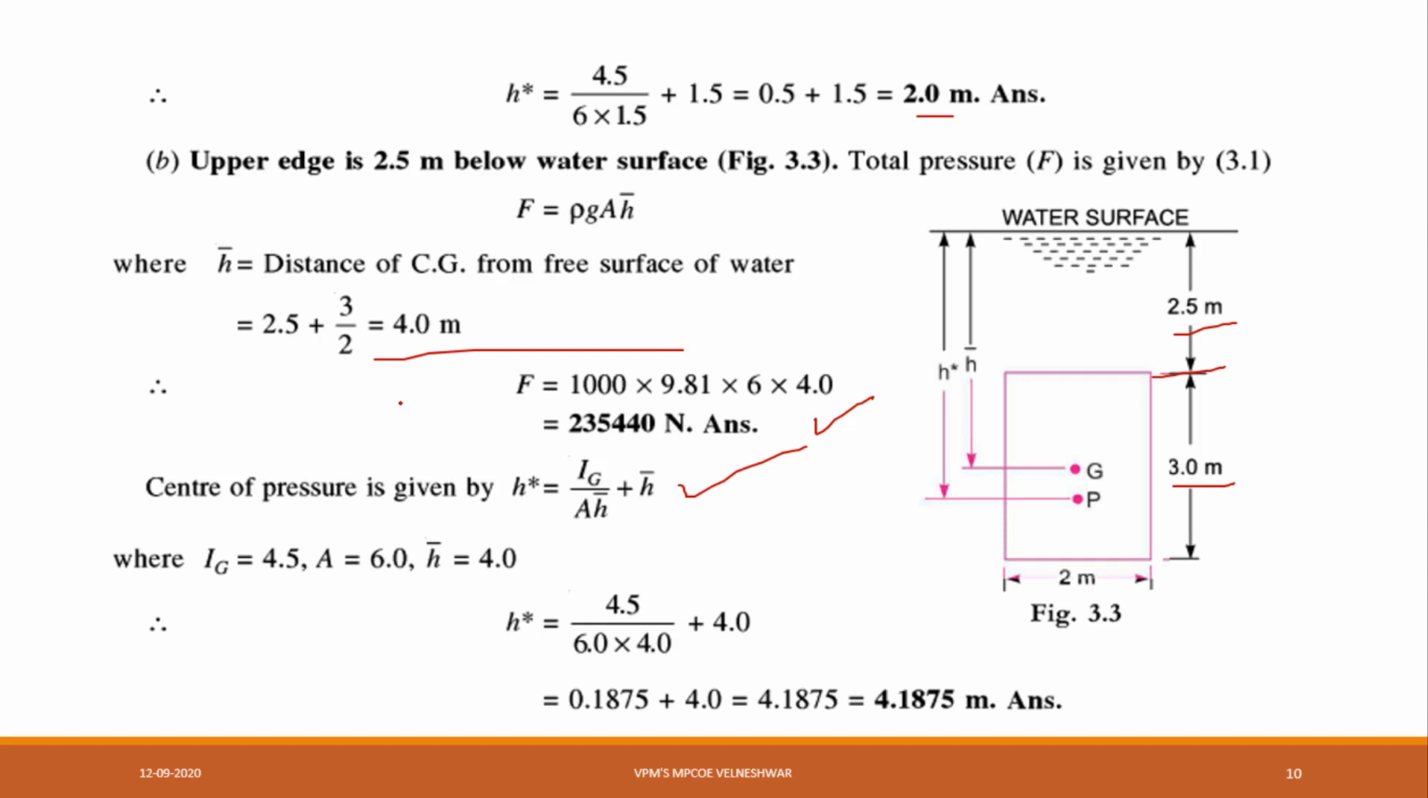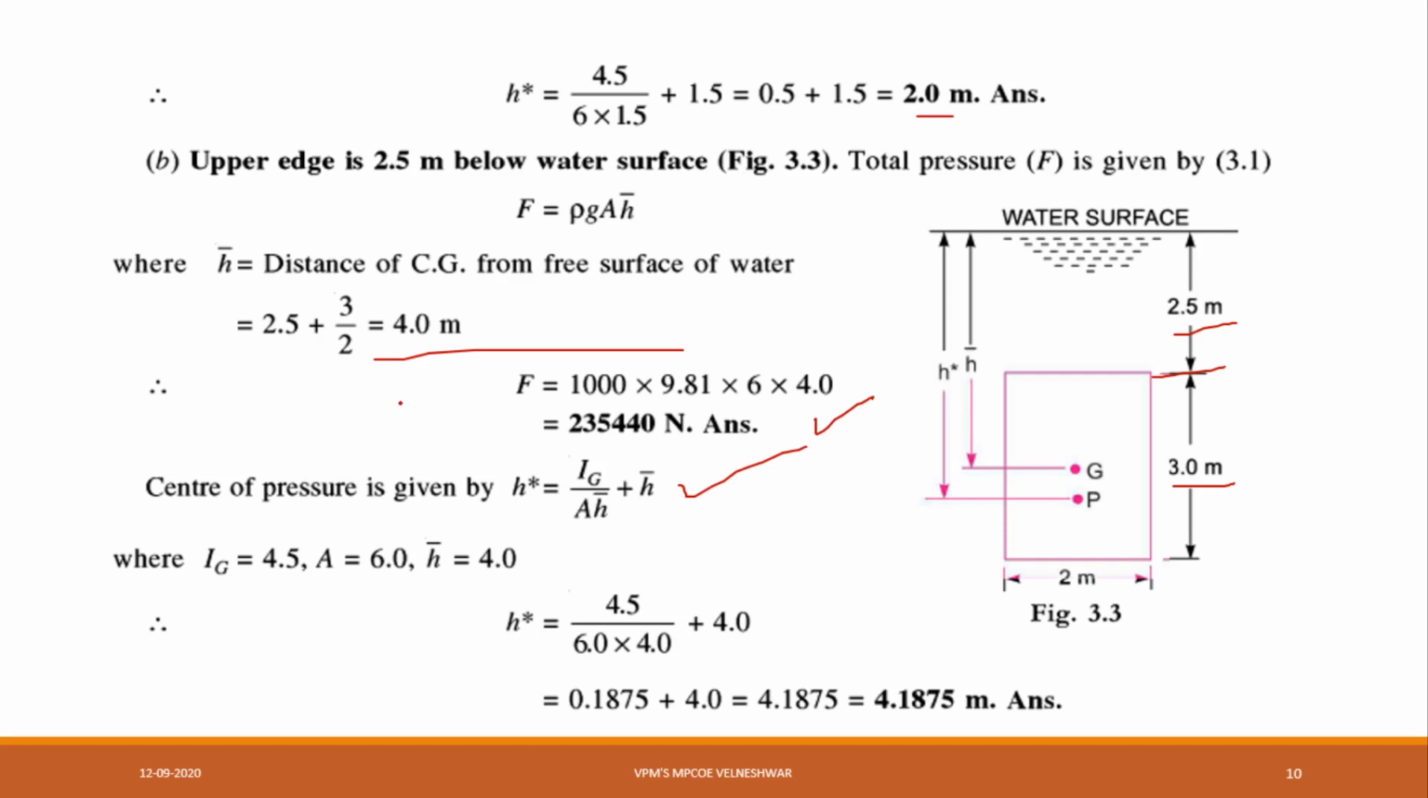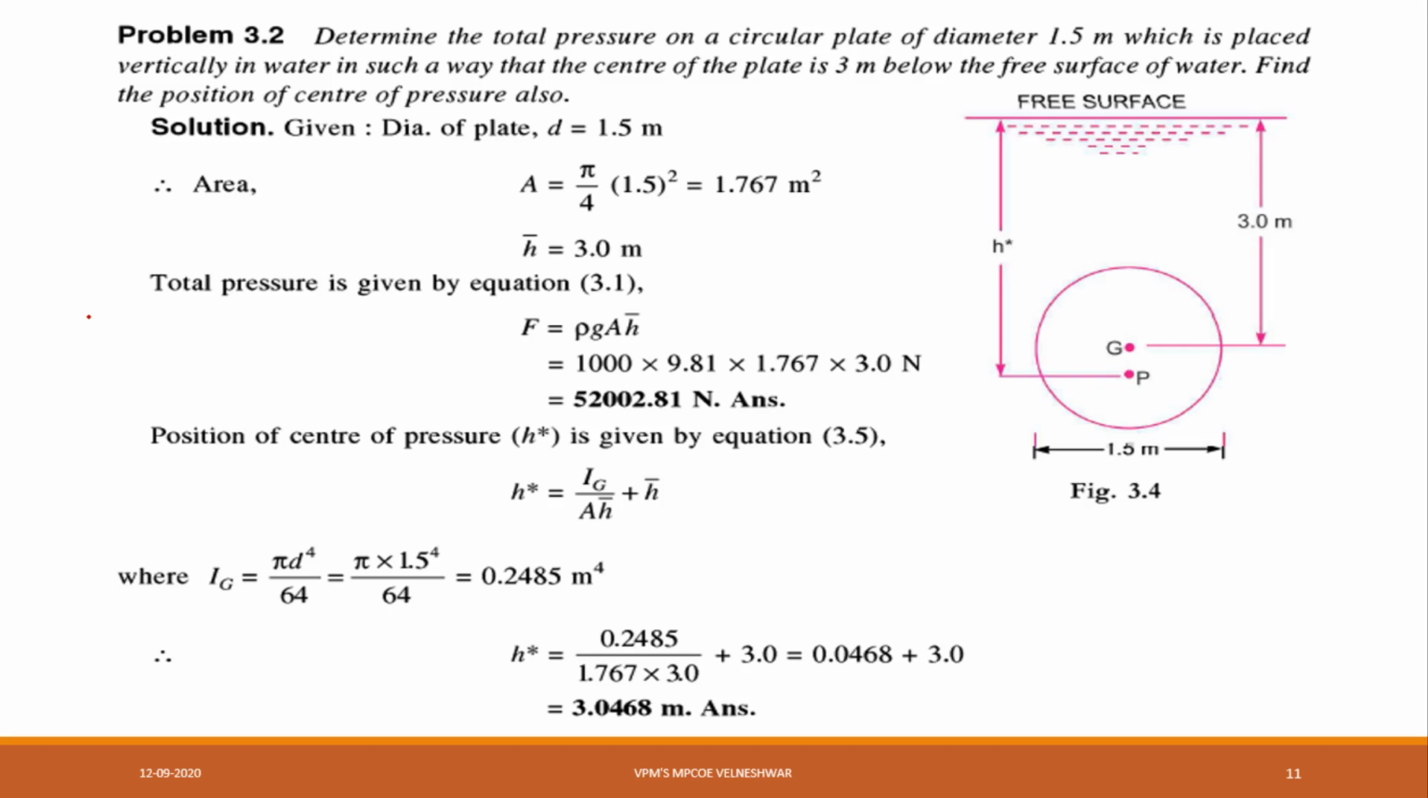I am getting the x value. Now h star is equal to Ig divided by A h bar plus h bar, and the Ig value is also the same as previous, that is 4.5, and area is equal to 6.0, h bar is equal to 4.0. Everything is a known value, and we can find here the value of h star. Okay, now let us go for one more sum.